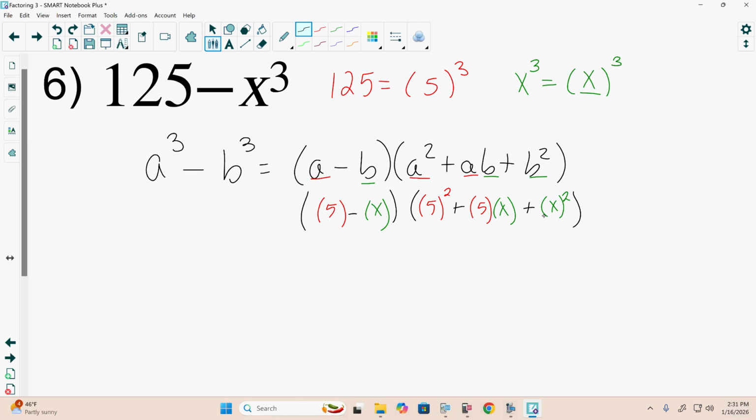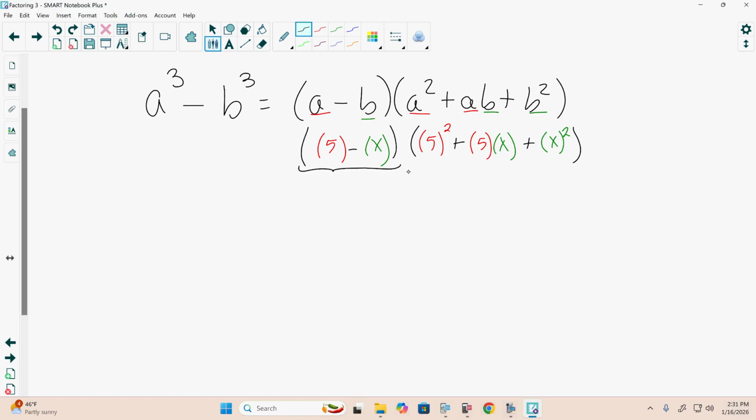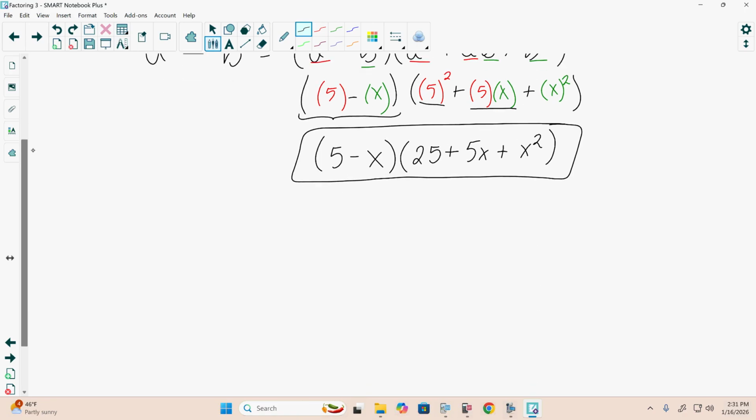Questions on how we got to this point here? Now we simplify the first set of parentheses. We're going to get 5 minus x. Drop the parentheses around 5, it's going to be positive. When we simplify the parentheses around x, it's going to become negative. Now in the bigger set of parentheses, the first one, 5 squared is 25 plus 5x plus x squared. That is as simplified as it's going to get.